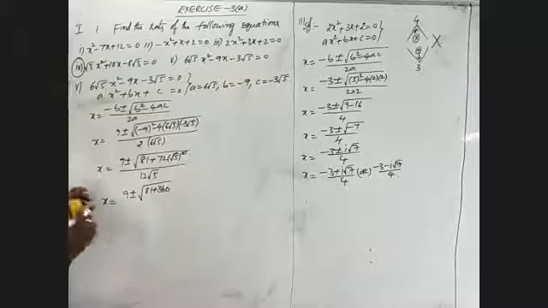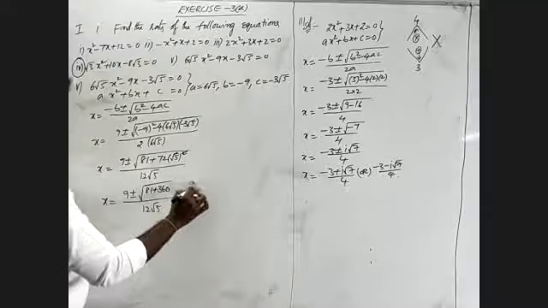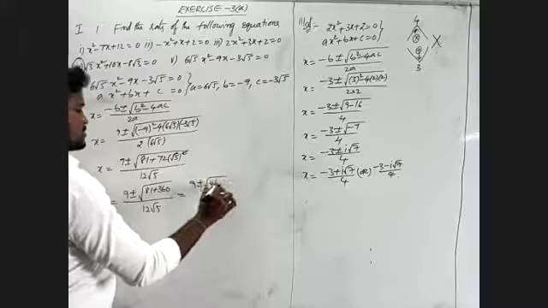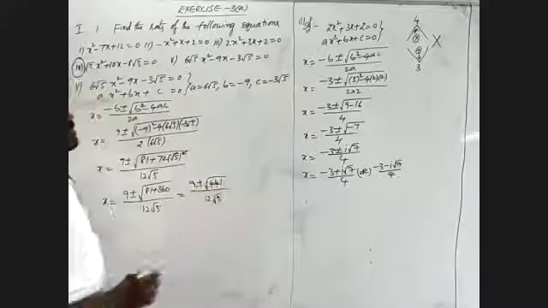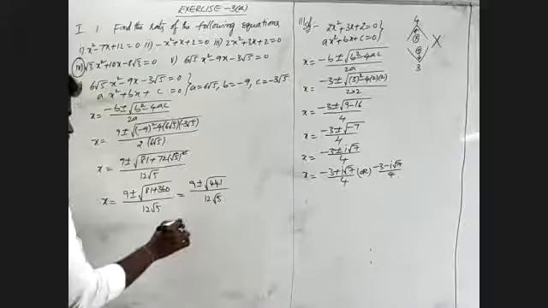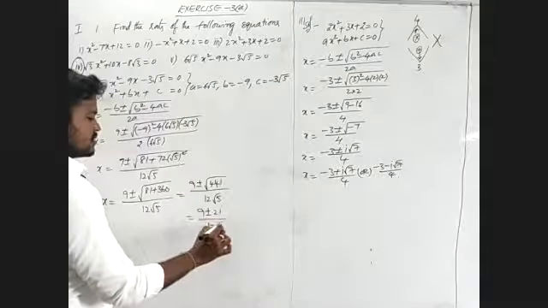By the denominator, 12 root 5. Here it can be written as 9 plus or minus root of 441 by 12 root 5. That means root of 441 is nothing but 21. So I will write 9 plus or minus 21 by 12 root 5.